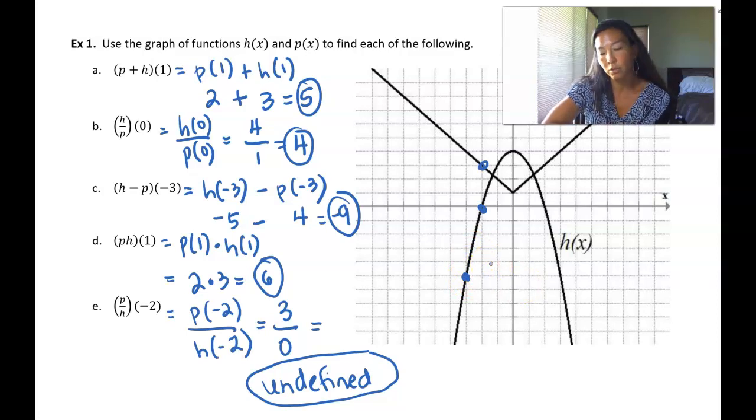And then D was just 2 times 3, which we used as the outputs for A, but you have to just multiply them. And then E, we have undefined because the denominator gives me an output of 0, where the numerator is going to be 3. Okay. Any questions? Please pause and ask Mr. Kakutani.